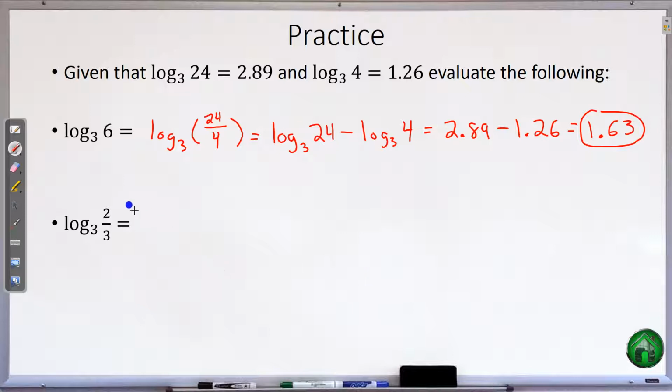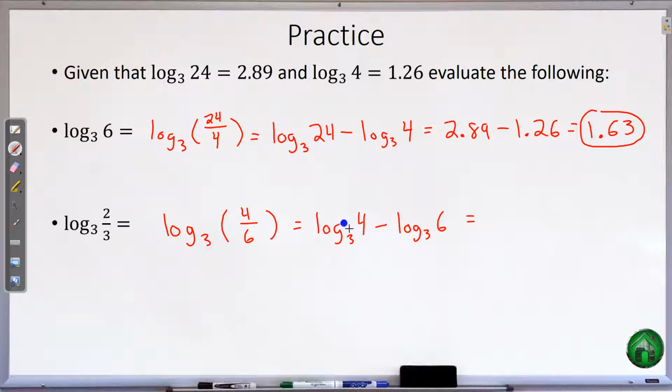All right, one more. This one's a little bit more tricky. We've got to get a little fancy here. So how can I turn this 2/3 into numbers that I actually know? Into a 24 or a 4? Well, 2/3 is actually 4 over 6. That fraction reduces down to 2/3. And so I can turn this into a subtraction problem: log base 3 of 4 minus log base 3 of 6.